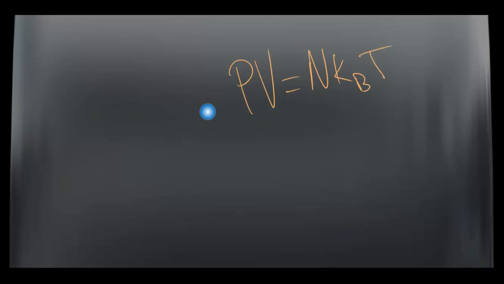Here we can just use PV equals N kBT. The volume's a constant, doesn't change. Number of particles and kB also constant. So if temperature on the right goes up by a factor of 2, and we want the left-hand side to also equal that, so it goes up by a factor of 2, the only way to do that is if pressure also goes up by a factor of 2.